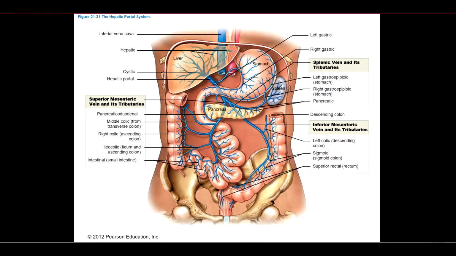Okay, so that concludes the lesson on the blood vessels of the abdomen. Again, we reviewed all of the blood vessels that come off of the abdominal aorta, and then we took a look at the blood vessels that fed into the inferior vena cava, which is this large vein going through the abdomen.